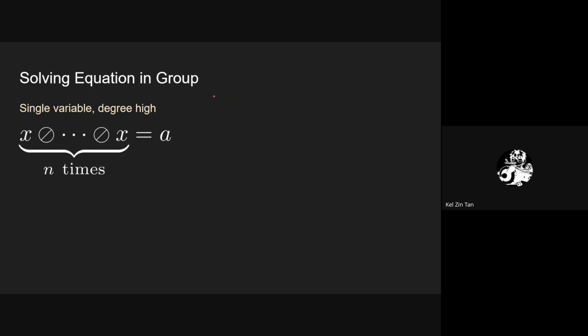So for example, if this is addition, then x plus something plus x equals a. Then what is this? This is nx equals a. So we can divide by n on that side to get a divided by n. In the case of integers, with addition, this is actually pretty easy because you can just do division.